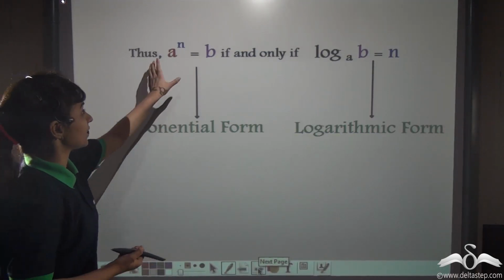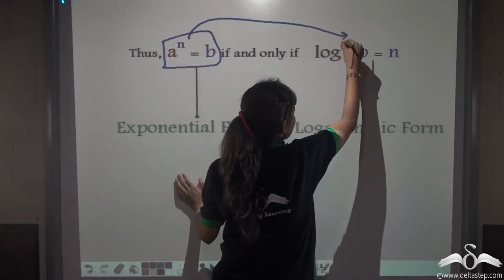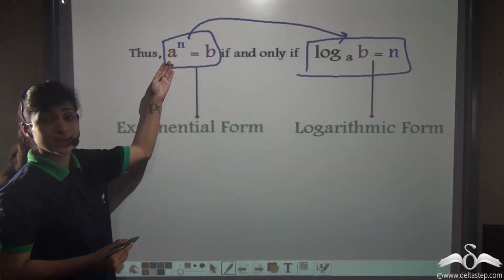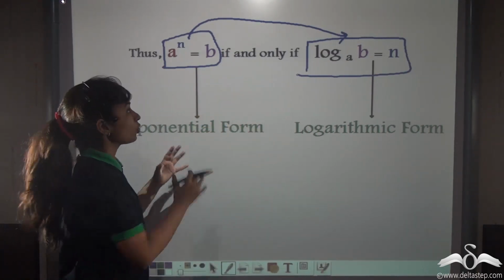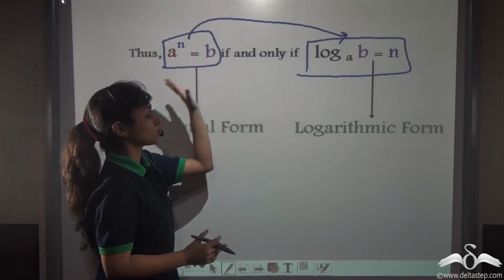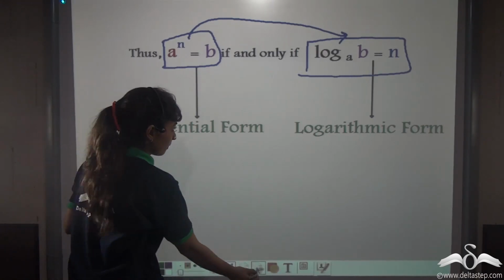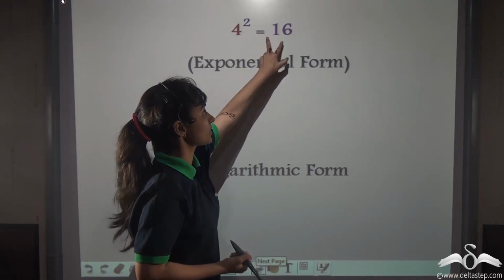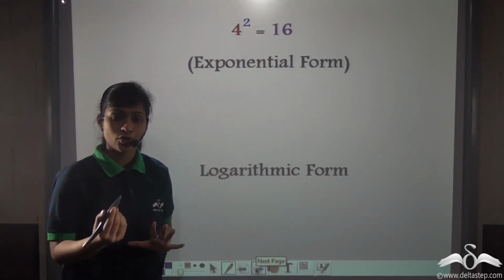Now you can see that this is the exponential function and from this only we have derived this, which is the logarithmic form. So this is the exponential form and this is the logarithmic form. So you need to know how to convert the exponential form to the logarithmic form and the logarithmic form to the exponential form. Let's do a quick exercise. Well, you can see 4 to the power 2, that is 4 squared is 16. How will you write this in the logarithmic form? Just now I have told you, write it down.